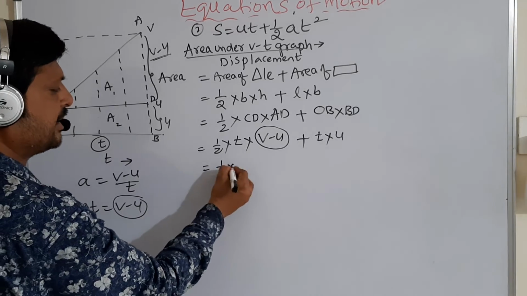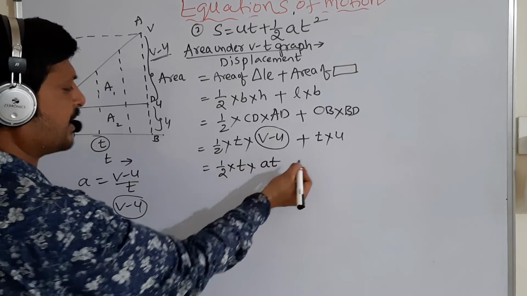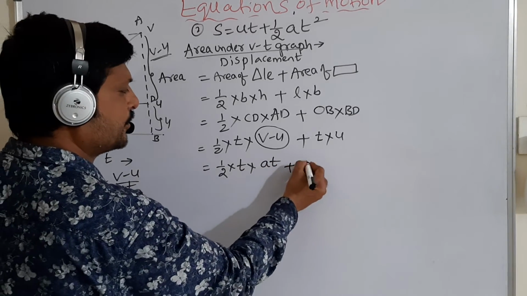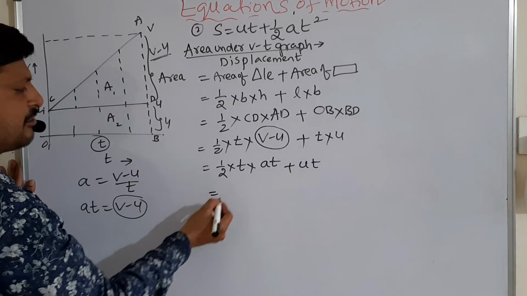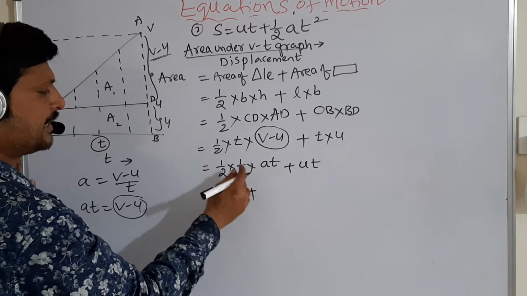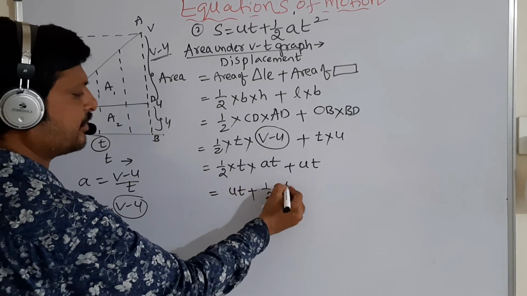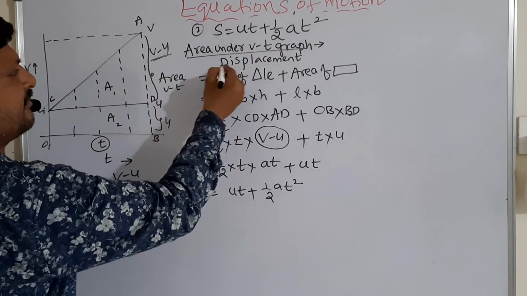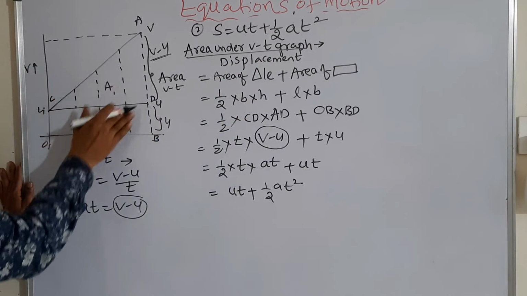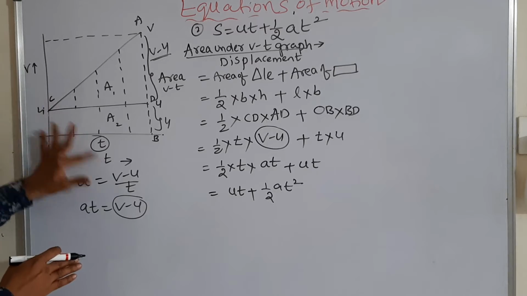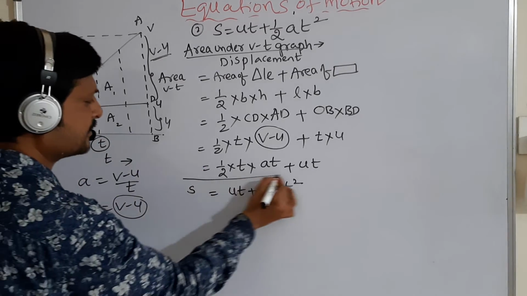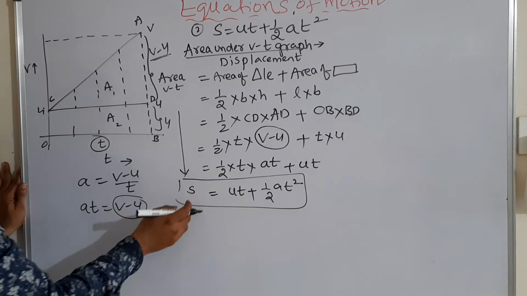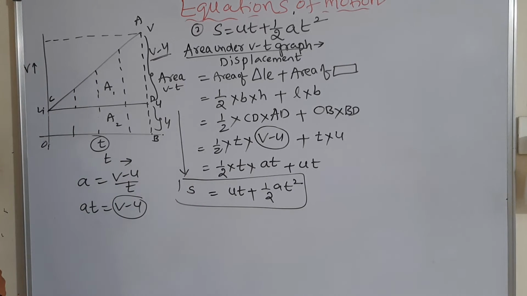Substitute here half into T into V minus U, nothing but acceleration into time, plus UT. Now this is equal to UT plus half A T into T, that is half A T square. Now this is the area under the VT graph, velocity into time, nothing but displacement. So displacement equals UT plus half AT square. This is the proof of the second equation of motion by the graphical method.